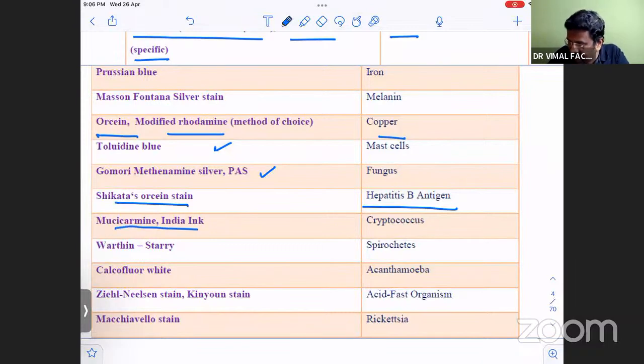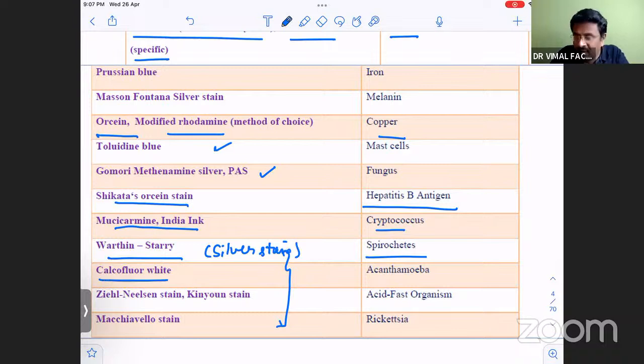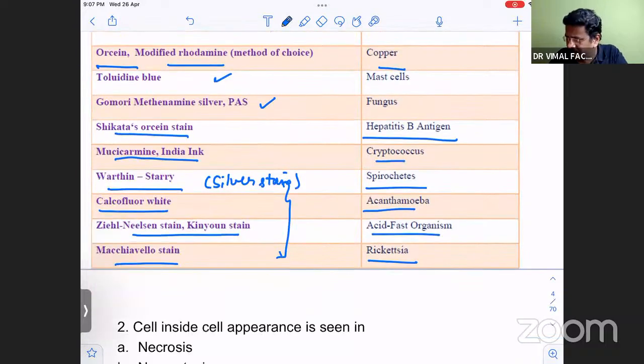Then mucicarmine, India ink preparation, microbiology, cryptococcus, and this is all the microbiological recap. That is Warthin-Starry, which is also a silver stain that highlights spirochetes. And calcofluor white for acanthamoeba, Ziehl-Neelsen for AFB, and Machiavello stain is for rickettsia. That is a quick recap about the most commonly asked and most usually done special stains in pathology.